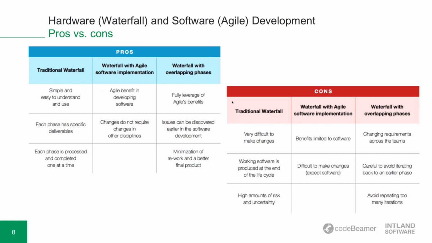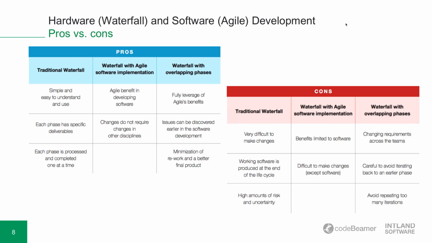So here I just made slides about the pros and cons regarding using the different waterfall methodologies. As you see on the waterfall with the agile software implementation, the agile methodology benefits mostly the software development, and also does not require any changes from other disciplines. But on the backside of this, the waterfall and agile software implementation benefits are only limited to the software development, and it's difficult to make changes to the hardware components, except the software.